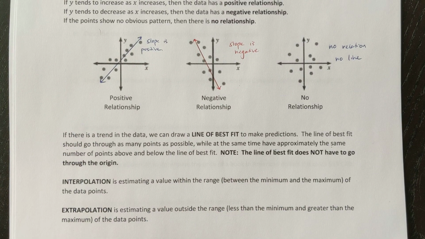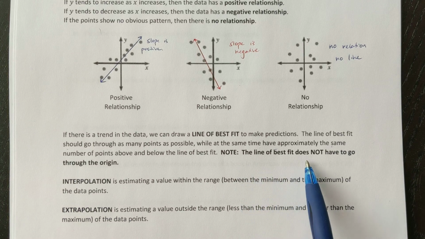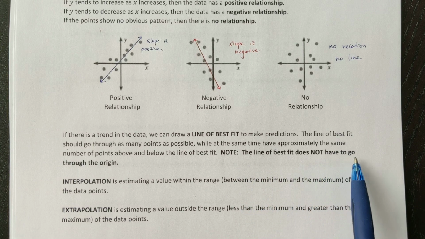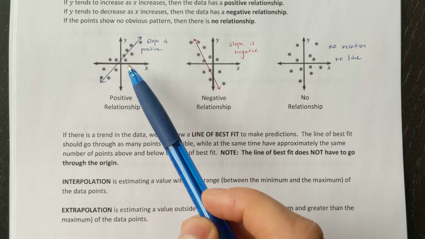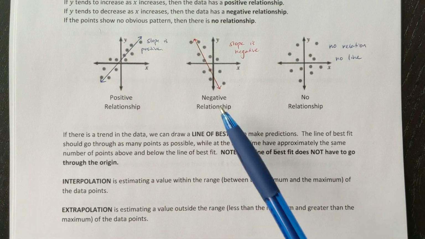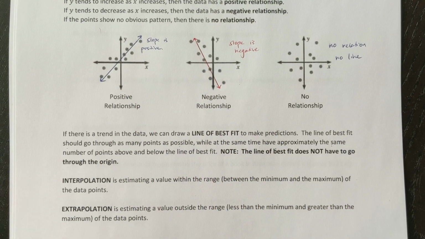And it's really important to note as well that the line of best fit does not have to go through the origin. And we see that over here. It's not going through the origin here. It's not going through the origin here. It can go through the origin, but it does not have to.